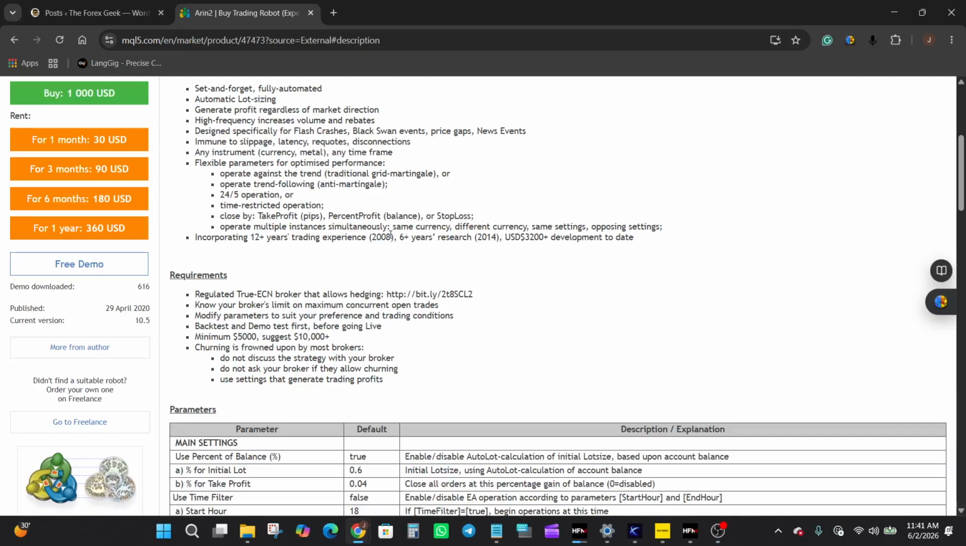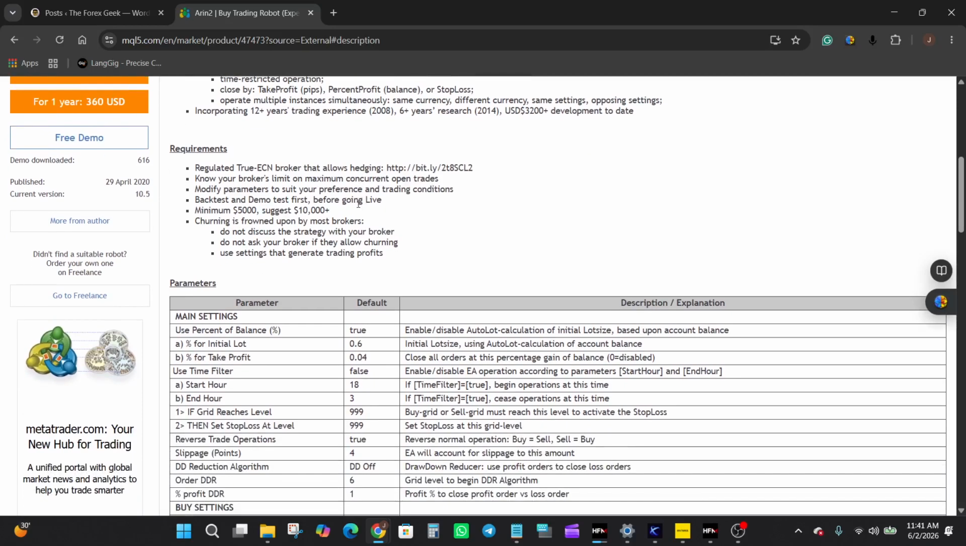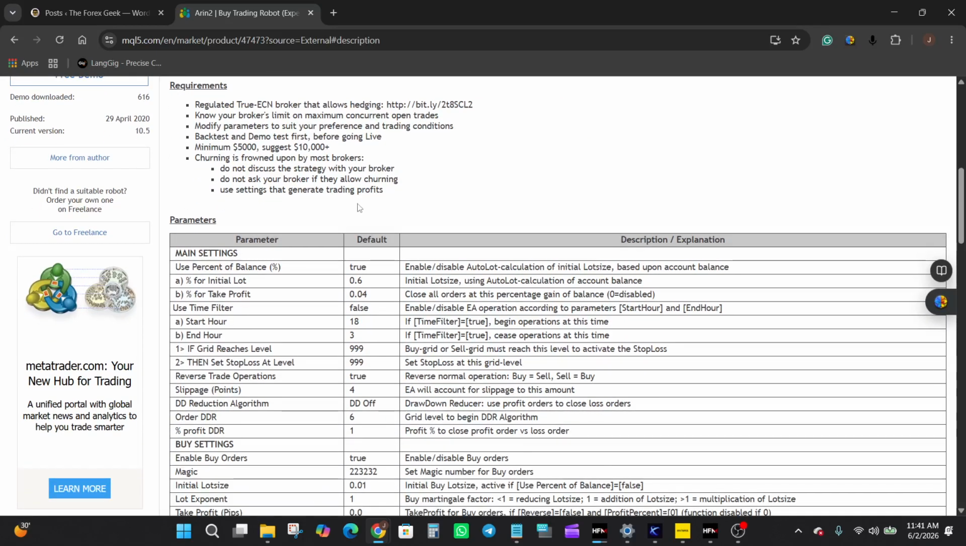Now, another important point mentioned is that it includes multiple ways of managing trades, including closing positions based on take profit in pips, percentage profits on balance, or stop loss levels. So there is also support for running multiple instances at the same time with different configurations, which gives traders more flexibility in how they apply it. The developer also emphasizes that the EA is designed with high frequency trading behavior in mind, and it is positioned to handle volatile conditions such as news events, price gaps, and sudden market shocks.